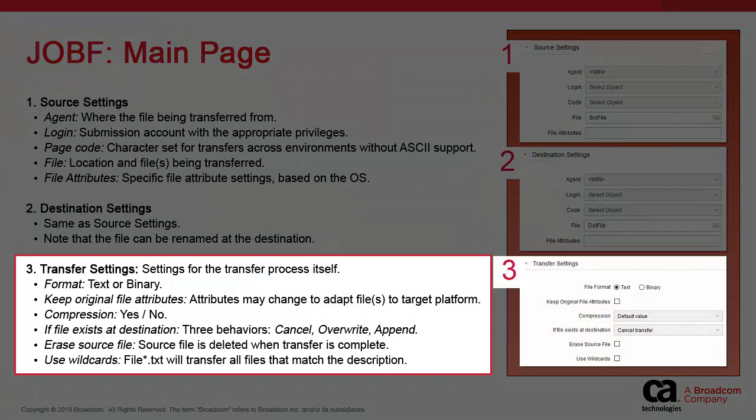Just like FTP, you can choose between text and binary; text usually works. During transfer, the file attributes may change to adapt to the target platform, but you can check the Keep Original File Attributes checkbox to prevent it. Then the engine provides compression capabilities, which are optional.